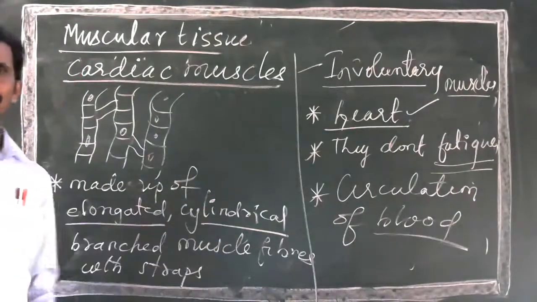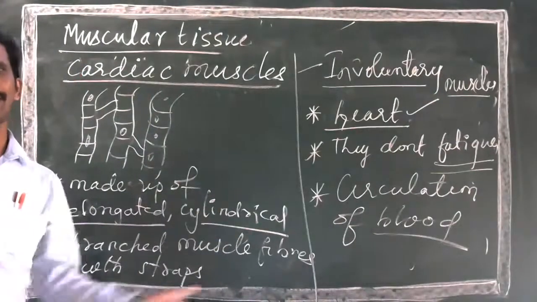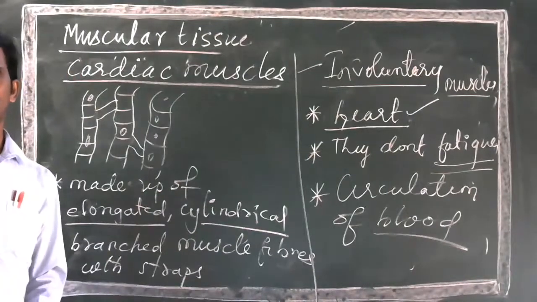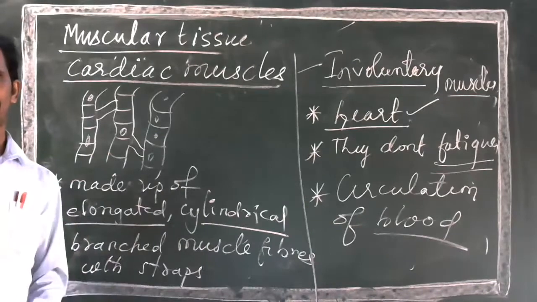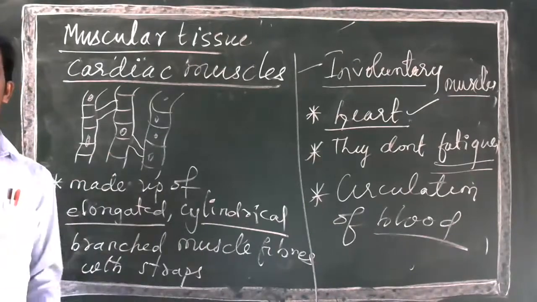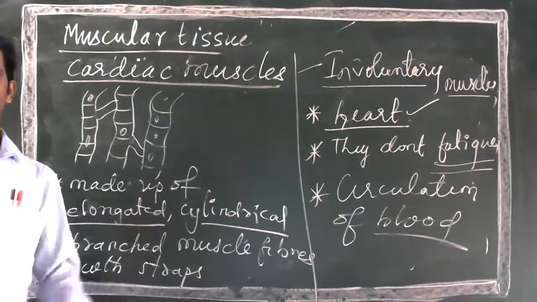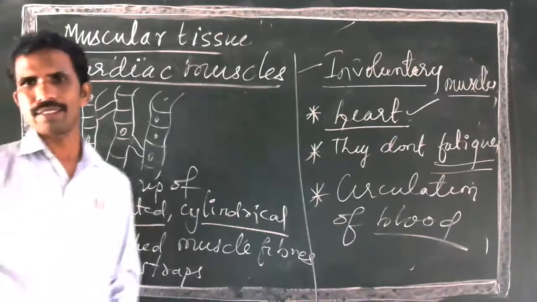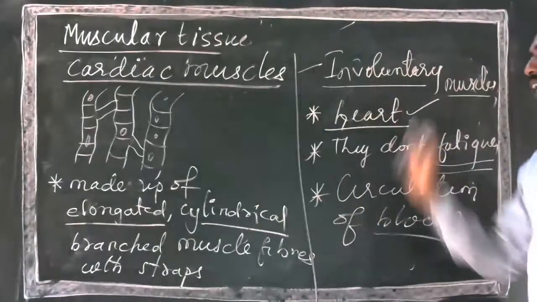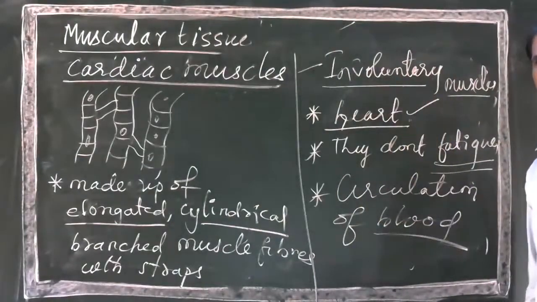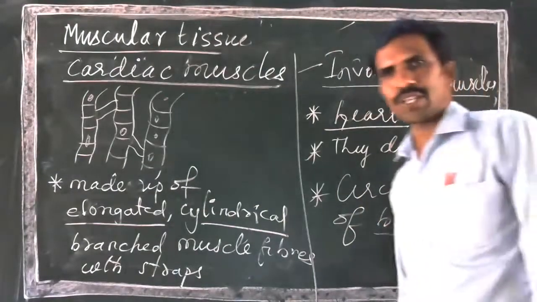So circulation of the blood you are going to study in the next year's syllabus. In 10th standard you will learn about all the body systems: digestive system, respiratory system, reproductive system, circulatory system, all that we are going to study. So like that, this is the function of the cardiac muscle. So this finishes your muscular tissue.